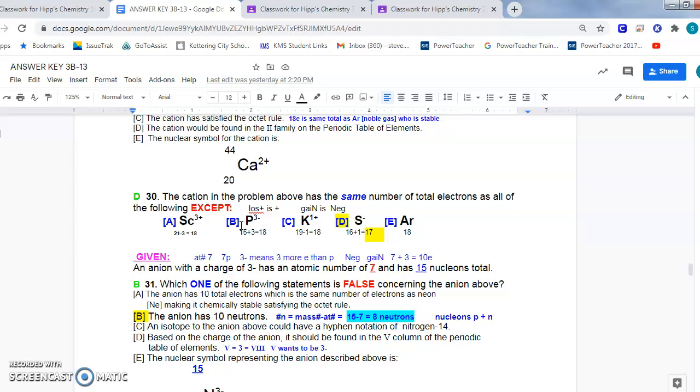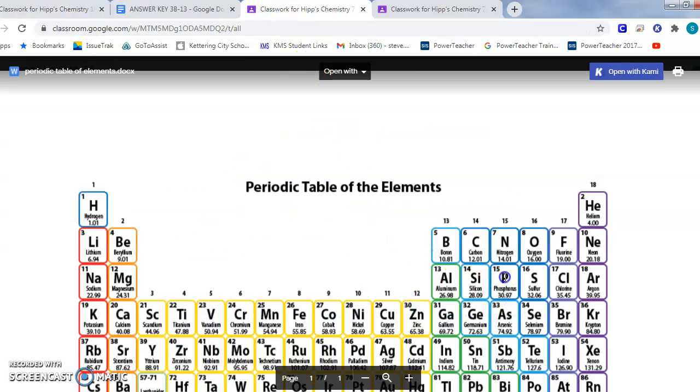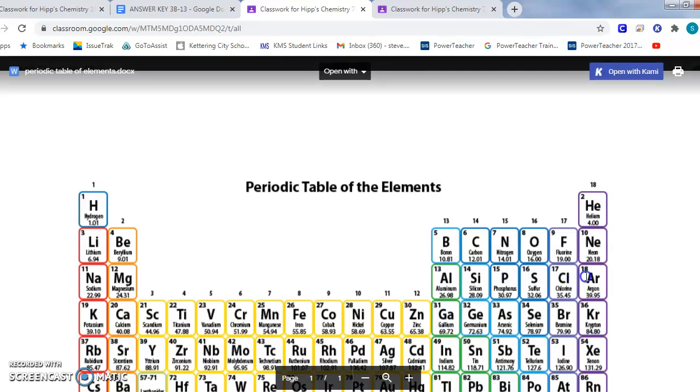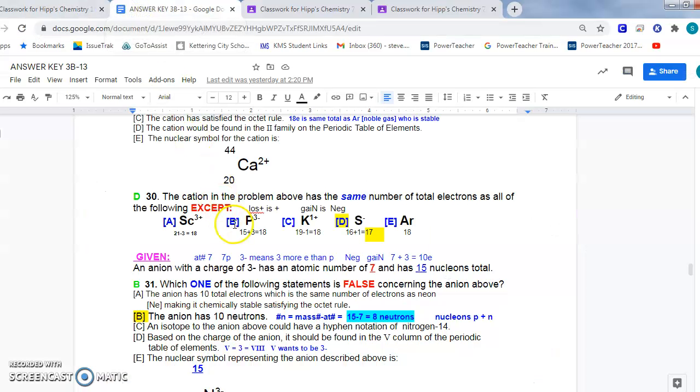Phosphorus, phosphide ion, 3 minus. What does 3 minus mean? There's 3 more negatives than positives. We come over here. Here's the phosphide ion. It has 15 positives. If it has 3 more negatives than positives, it now has 18 electrons, just like argon and calcium, who we're comparing it to. We already established calcium had 18 in the previous question.